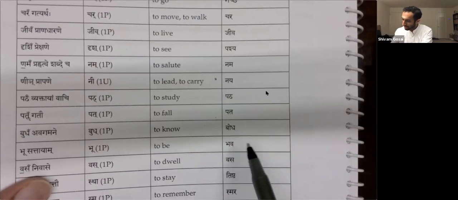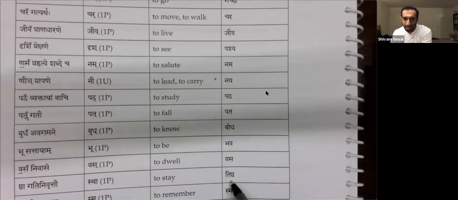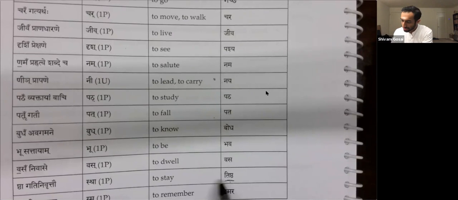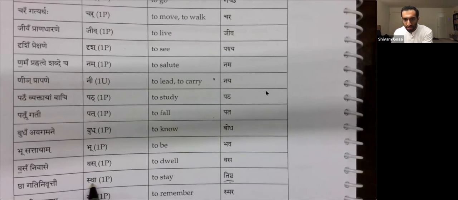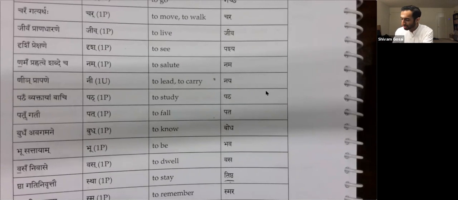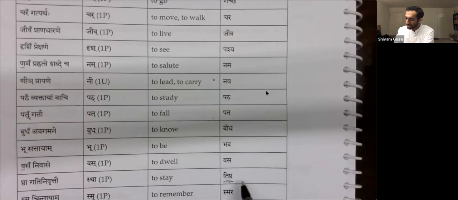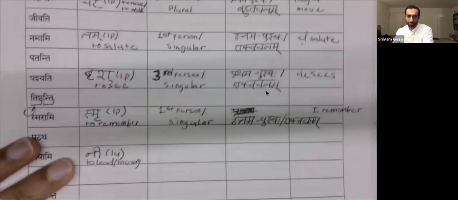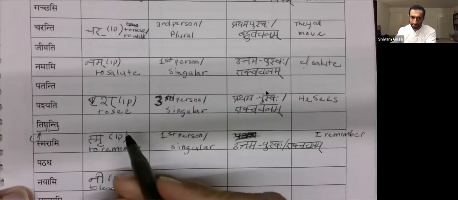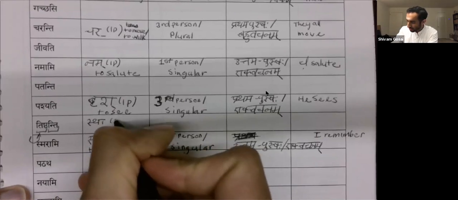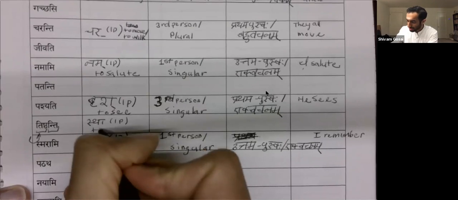We see it all the way down here. Tishta. So tishta comes from sta dhatu, 1P, to stay. So this is a good page to bookmark. Page 32 is always a good page to bookmark, right? Tishta comes from sta dhatu, 1P, to stay. Okay, so we come back. Tishta. So I write sta, 1P, to stay.